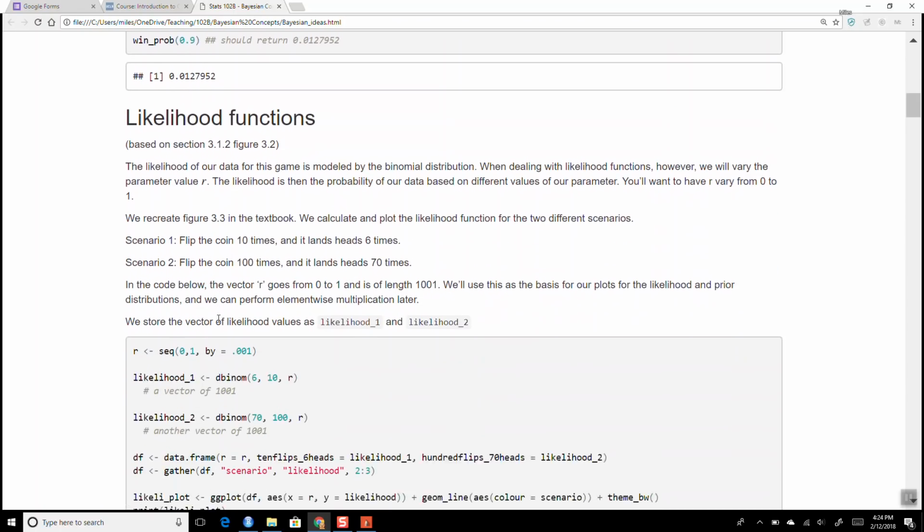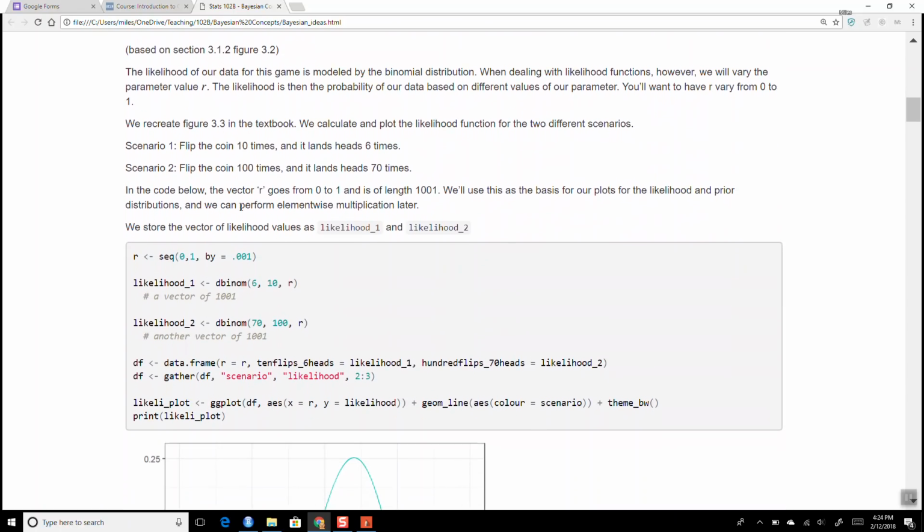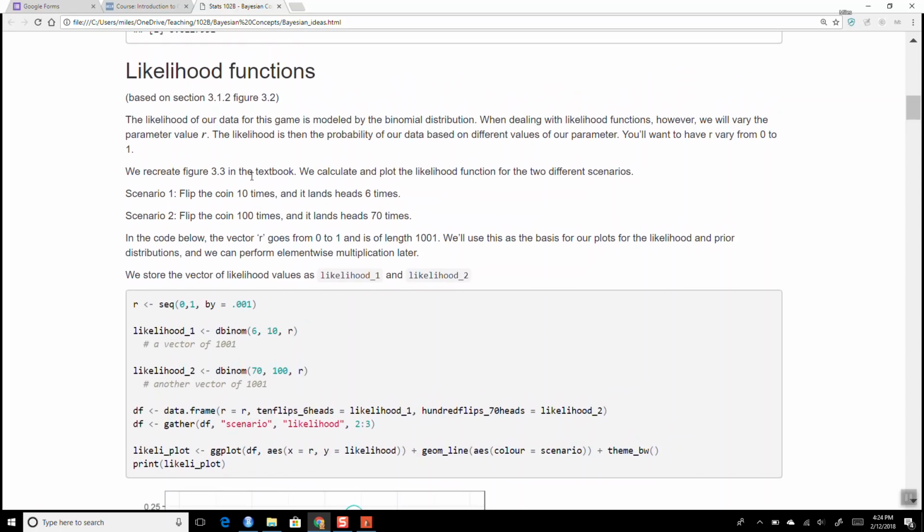Okay. And so we will consider 2 scenarios. One scenario is we flip the coin 10 times and it lands heads 6 times. And then we'll look at another scenario, which we'll call scenario 2, where we flip the coin 100 times and it lands heads 70 times. And from here, we're going to create likelihood functions for these two scenarios of data, okay?